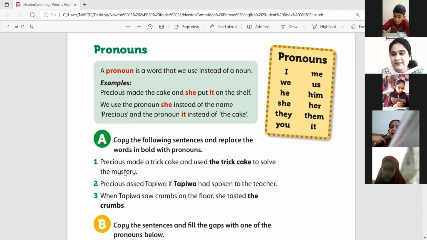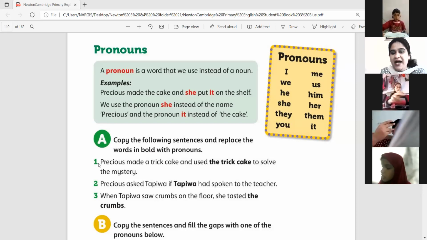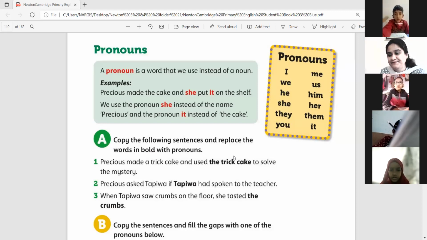To solve the mystery. Write it over here, up, right at the word. In the exam, this word you have to change, so you have to write it. Next. Precious asked Tapiva if Tapiva had spoken to the teacher. Now Tapiva is given in bold. Underline it and write. What will you write instead of Tapiva? She.